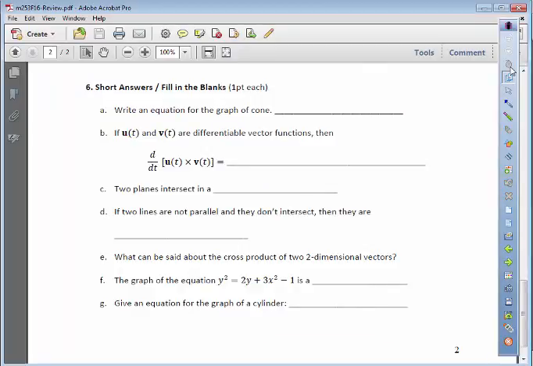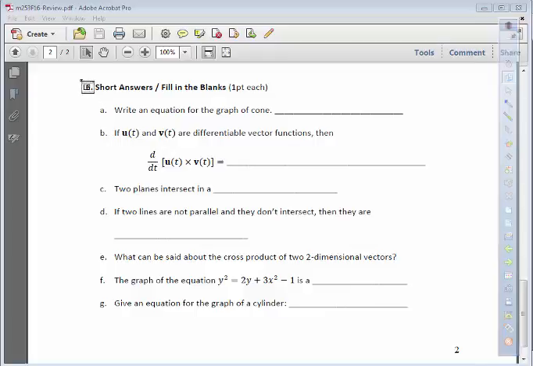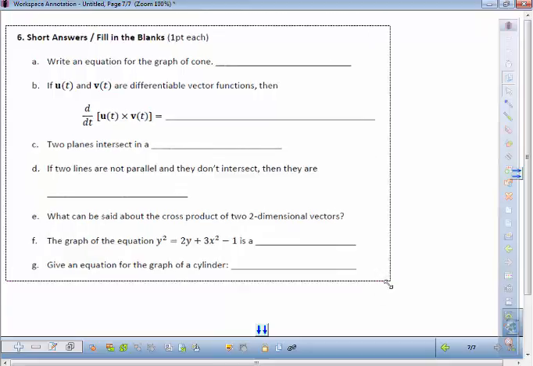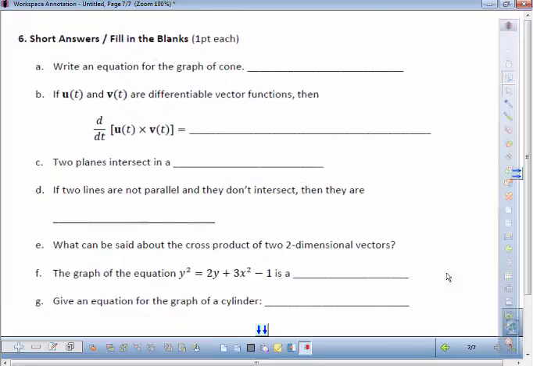Oh, what can be said about the cross product? I don't know, what do you think I'd be looking for on that one? Cross product of two two-dimensional vectors. What can you say about it? It's an area? Area of what? Parallelogram? The magnitude is the area.